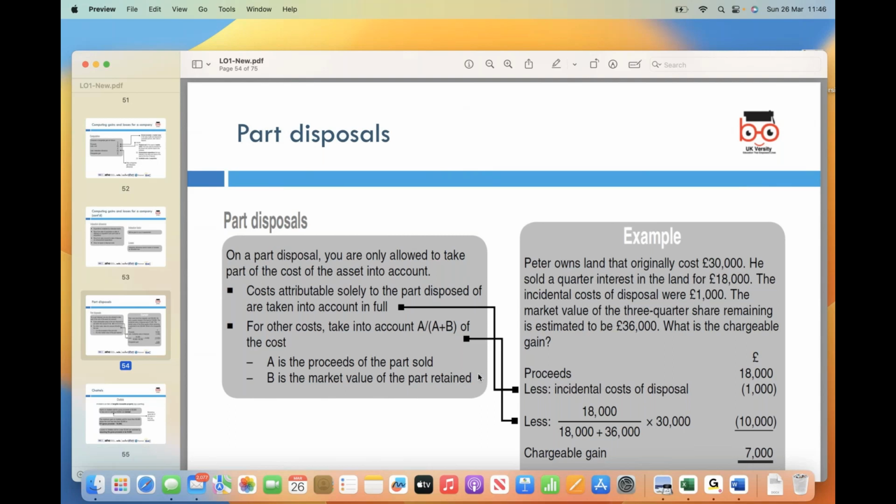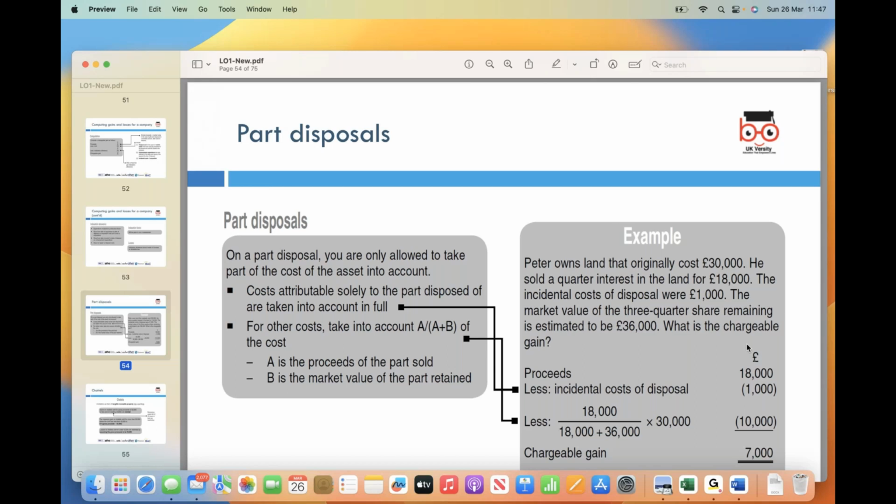Here is an example. Peter owns land that originally cost 30,000 pounds, and he sold a quarter interest in the land for 18,000 pounds, with incidental costs of disposal of 1,000 pounds, and the market value of the three-quarter share remaining is estimated to be 36,000 pounds. Calculate what the chargeable gain is.